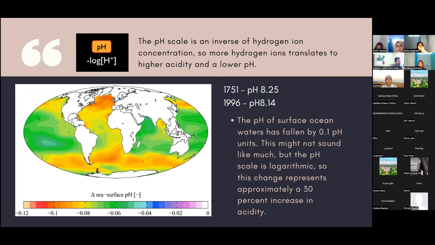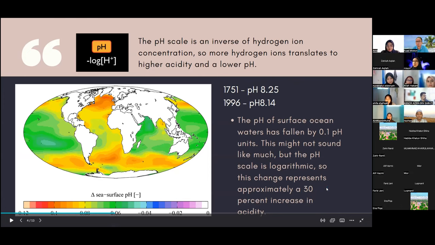This might not sound like a huge difference, right? But we have to remember that pH is defined logarithmically. So this change of 0.1 pH actually represents approximately a 30% increase in the acidity of our surface ocean. The pH scale is an inverse of hydrogen ion concentration. So when there are more hydrogen ions, this translates to higher acidity and a lower pH.